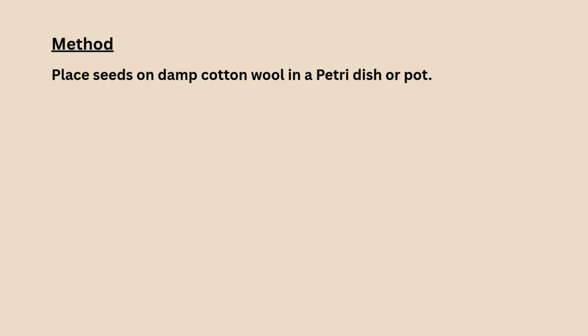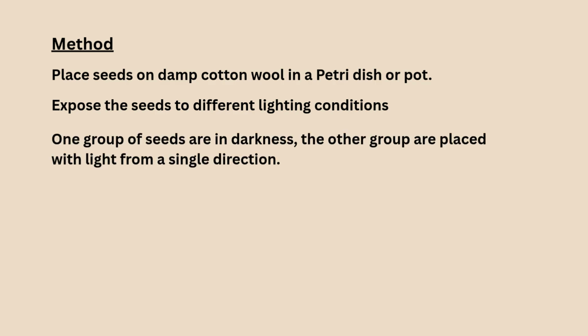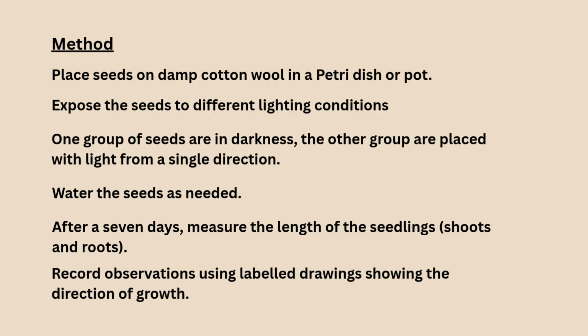The seeds are placed on damp cotton wool in a petri dish or a pot, and the seeds are exposed to different lighting conditions. So one group of seeds are in darkness, and the other group are placed with light from a single direction. The seeds are watered as needed, and after 7 days, we will measure the length of the seedlings, so that's the shoots and the roots, and we'll record our observations using labelled diagrams showing the direction of growth.